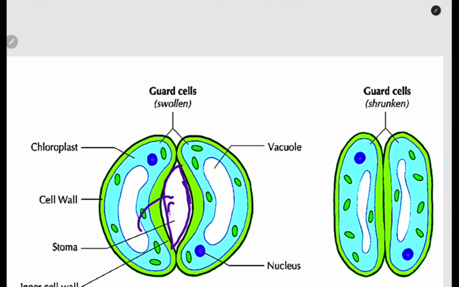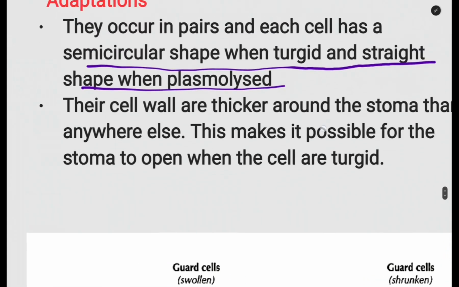This opening is where carbon dioxide can go in and oxygen comes out. At the same time, water can also be lost. That is what we call transpiration. But when they are flaccid, or when the plant has lost water, they become, in short, the opening here closes. As a result, there's no loss of water, and also no carbon dioxide. In short, the entry of carbon dioxide is reduced, and the process of photosynthesis becomes slow. Okay, so that is one of the adaptations.